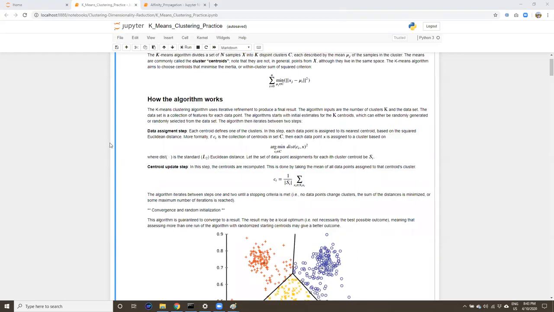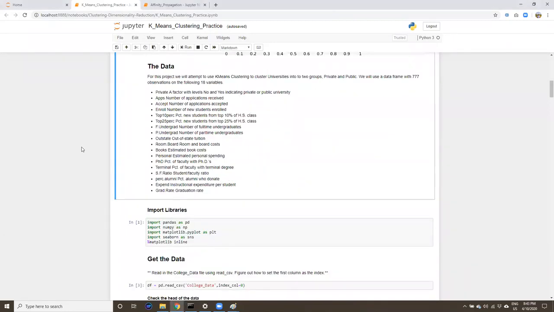Okay, so now let's try and understand each and every pointer. But before that, we have to understand what this data set is. This data set basically is helping us to convert the set of universities into two groups. There are a lot of different variables that are included. What are the variables? Private, a factor with levels no and yes, indicating whether it's a private or a public university. So there's a column which says private or public university.